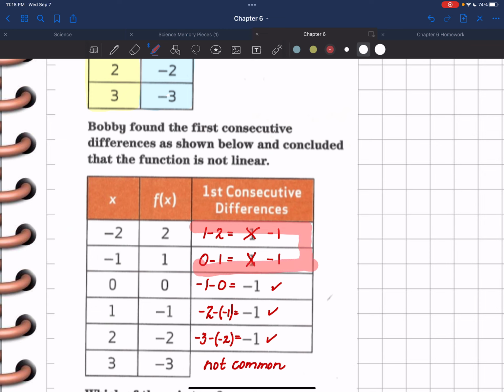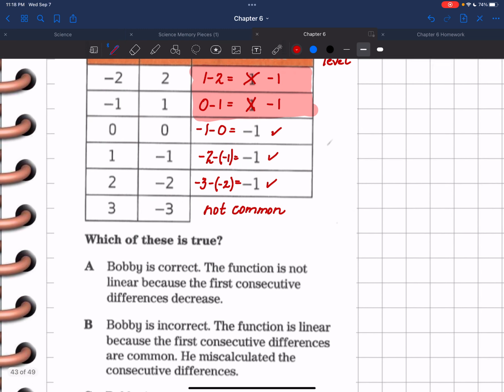So for him to say that this is not linear is just not true, because the common consecutive difference at the first level is negative 1. That is a linear function. So we know what mistakes he made.